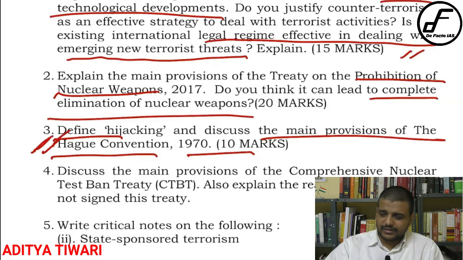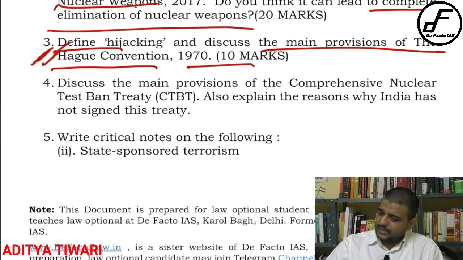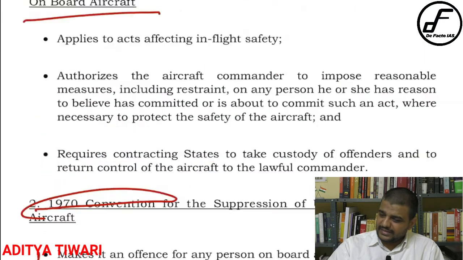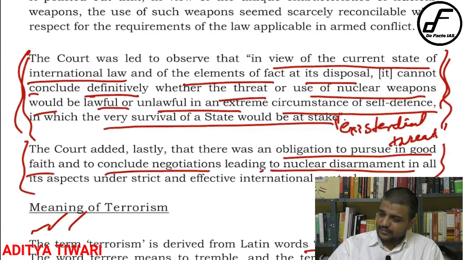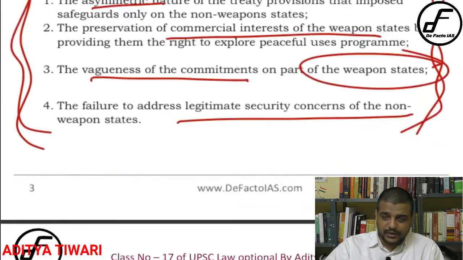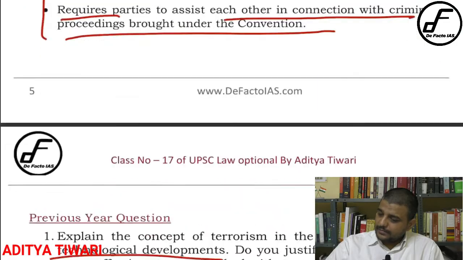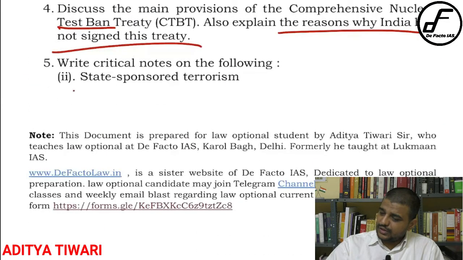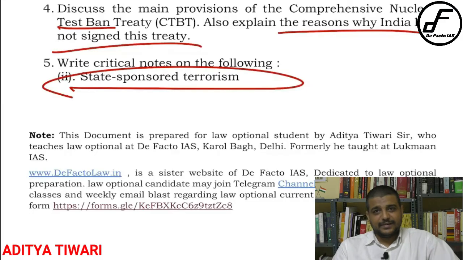Hijacking, the different provisions you already know. CTBT: explain the reasons why India has not signed. These are the 4 reasons, exactly as you will write them; these are the 4 reasons India did not sign it. Similarly, the last question, I think, is: write a short note on state sponsored terrorism.